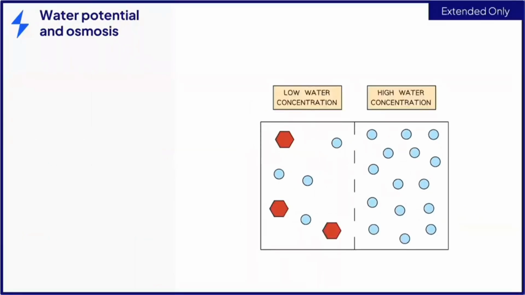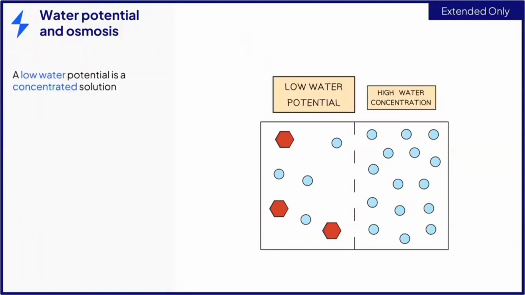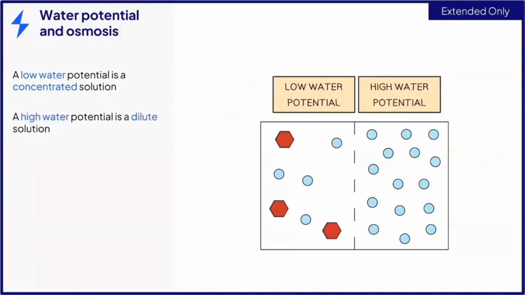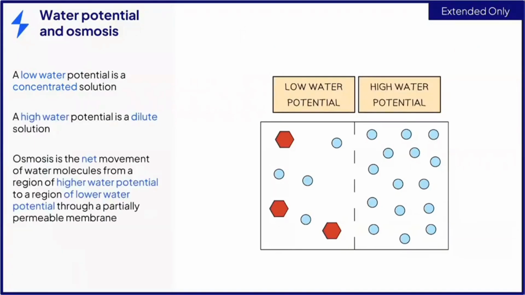Students studying the extended content are required to also explain water concentrations using the term water potential. A concentrated solution has a low concentration of water, which is a low water potential, whereas a dilute solution has a high concentration of water, which is a high water potential. The definition of osmosis can then be written as the net or overall movement of water molecules from a region of higher water potential to a region of lower water potential through a partially permeable membrane.